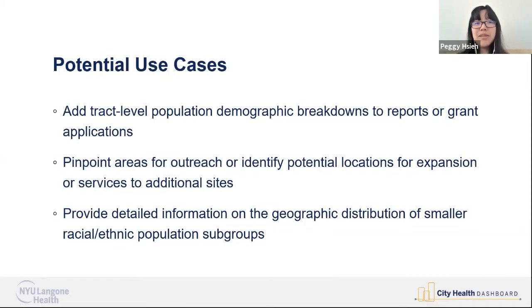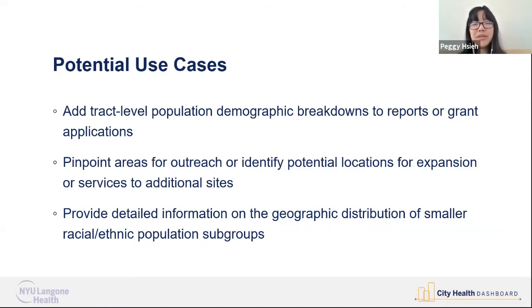So the demographic maps can be used in a lot of different ways. Here are some potential use cases. They could be helpful in adding tract level population demographic breakdowns to reports or to grant applications. They can also be used to pinpoint areas for outreach or identify potential locations for expansion or services to additional sites. They can also be helpful in providing detailed information on the geographic distribution of smaller racial ethnic population subgroups.